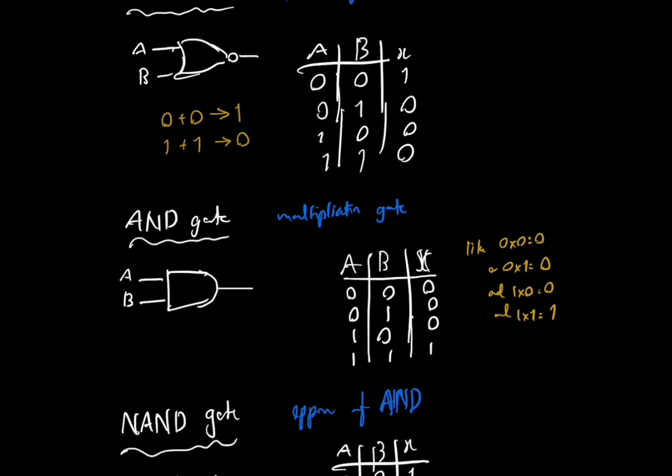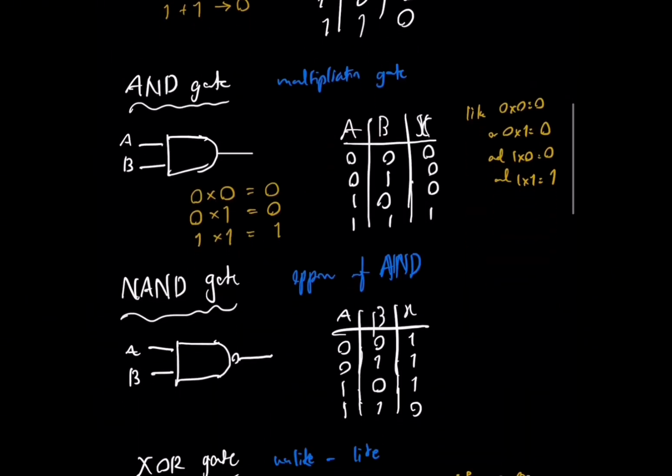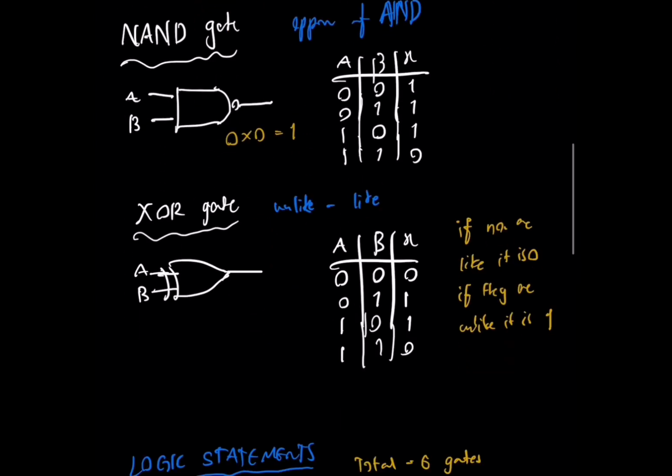For the AND gate, you can memorize it as the multiplication gate. So if you input 0 and 0, the output will be 0. If you input 0 and 1, the output will be 0. But only if you input 1 and 1, the output will be 1. And the NAND gate is the opposite of that. So if you input 0 and 0, it will be 0 in the AND gate, but in the NAND gate it will be 1, and so on and so forth.